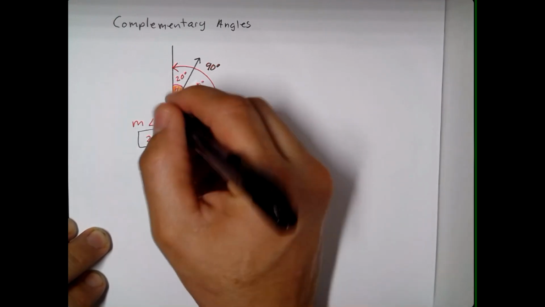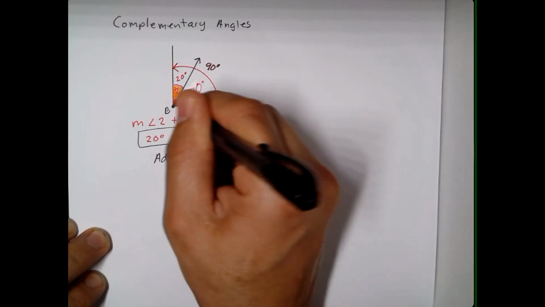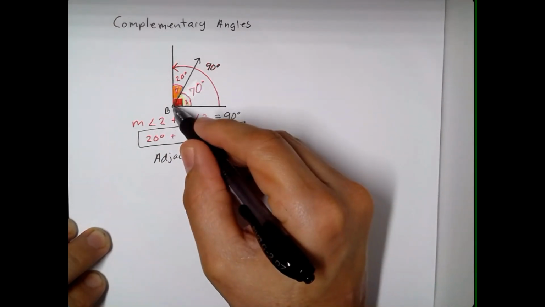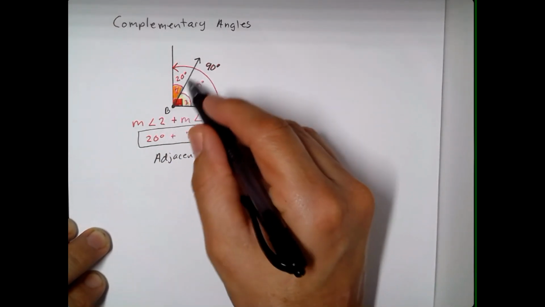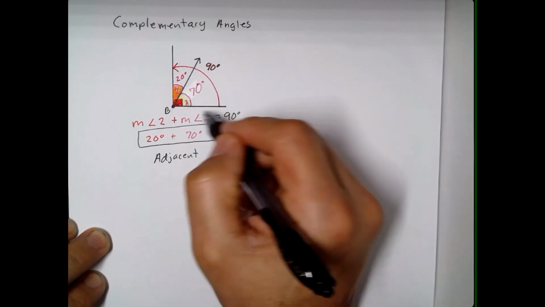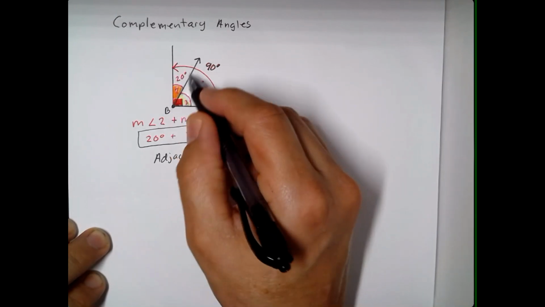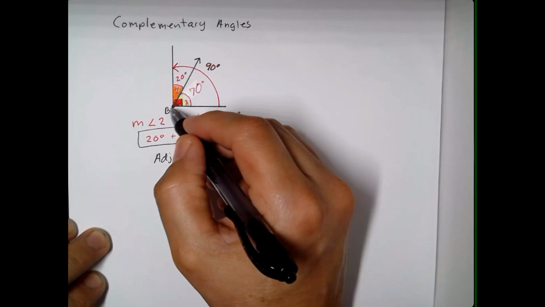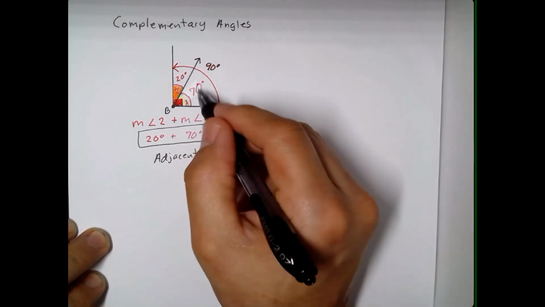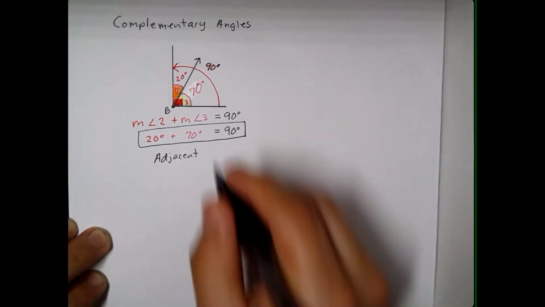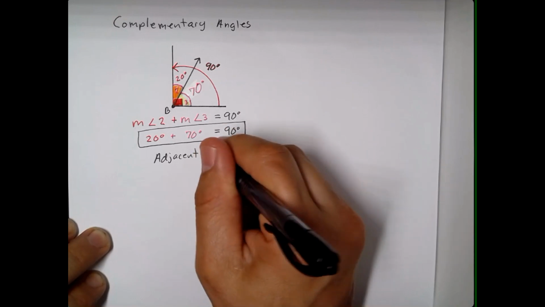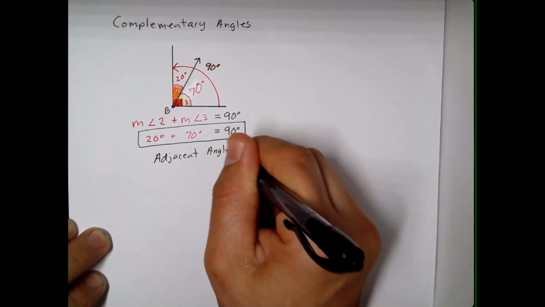This is my vertex. Let's say we call it B. And that vertex creates a ray right here. And then we have another angle. In other words, we have one angle, and there's a ray, and then we have a second angle, and they're right next door to each other. So this is going to be adjacent angles.